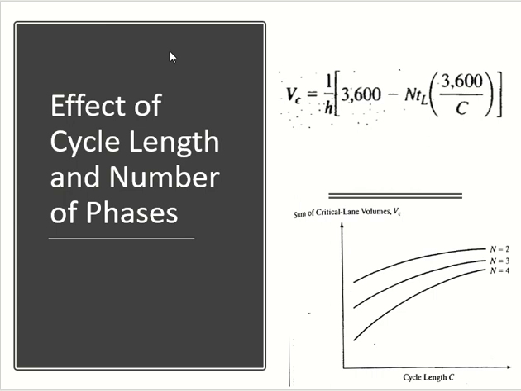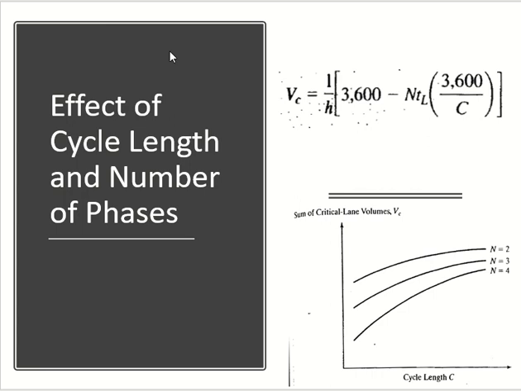Okay. C is in the denominator of the same term, right? C is in the denominator. So if I increase C, VC will increase. VC will, that's in the denominator, right? If you increase this, negative term will decrease and VC will increase. Okay, got it? Which is what they are showing here.